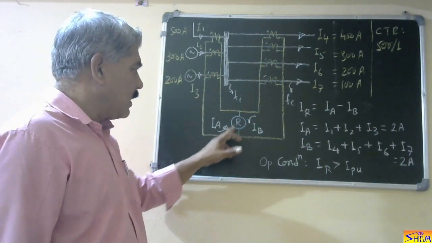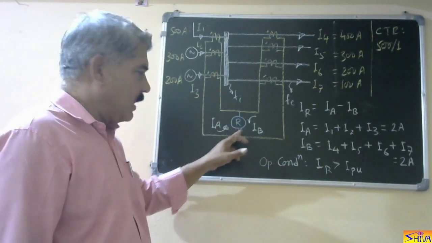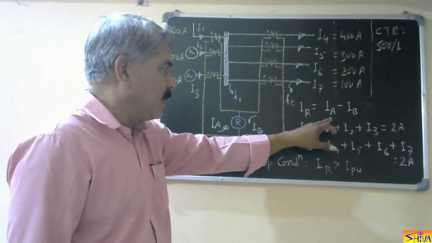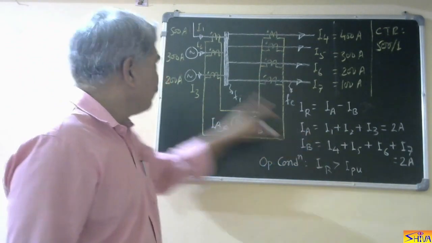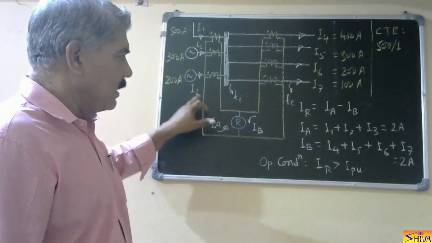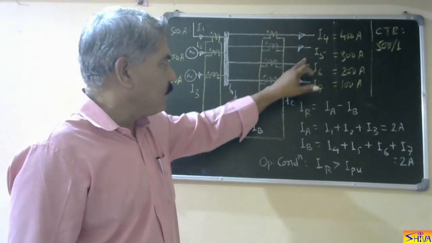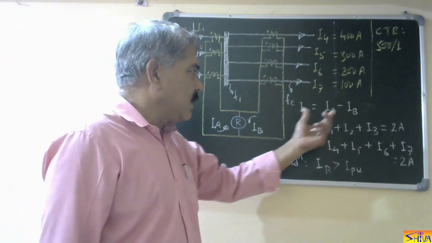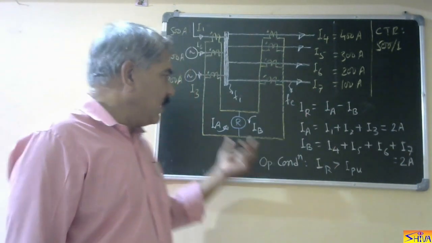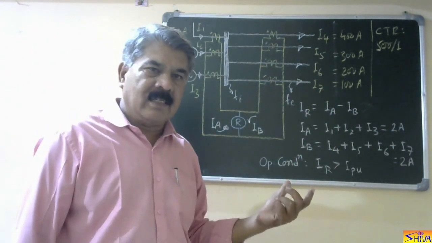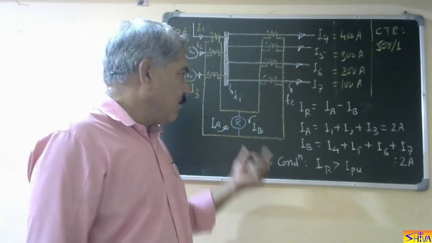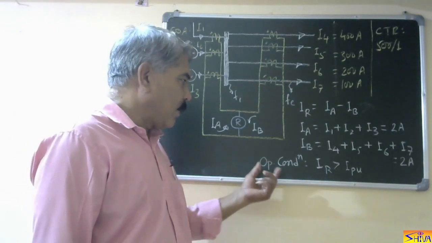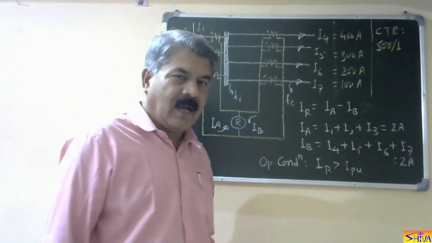Let us say current IA is coming from the source side and current IB is coming from the load side. So relay current is IA minus IB, where IA is I1 plus I2 plus I3 and IB is I4 plus I5 plus I6 plus I7. Any overcurrent relay, instantaneous or inverse characteristic, when connected in the differential circuit, acts as a differential relay. So the operating condition is IR should be greater than I pickup.